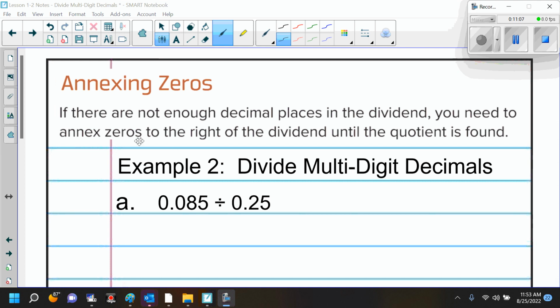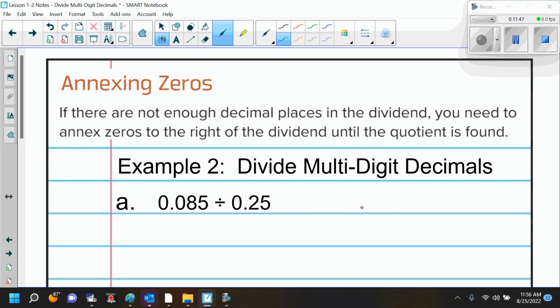All right. With division, annexing zeros: if there are not enough decimal places in the dividend, you need to annex zeros to the right of the dividend until the quotient is found. Okay, make sure you write that in your notebook. So example 2, we're going to divide multi-digit decimals, and this time we're going to use this rule that you just wrote down, okay?